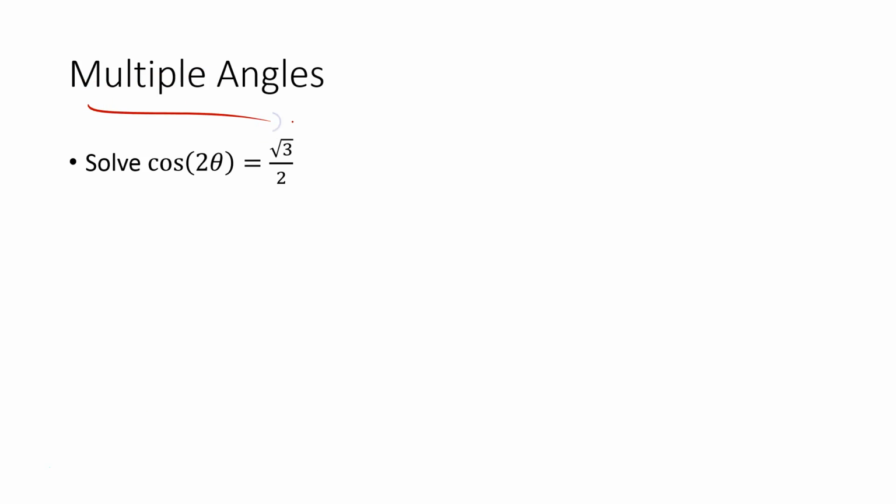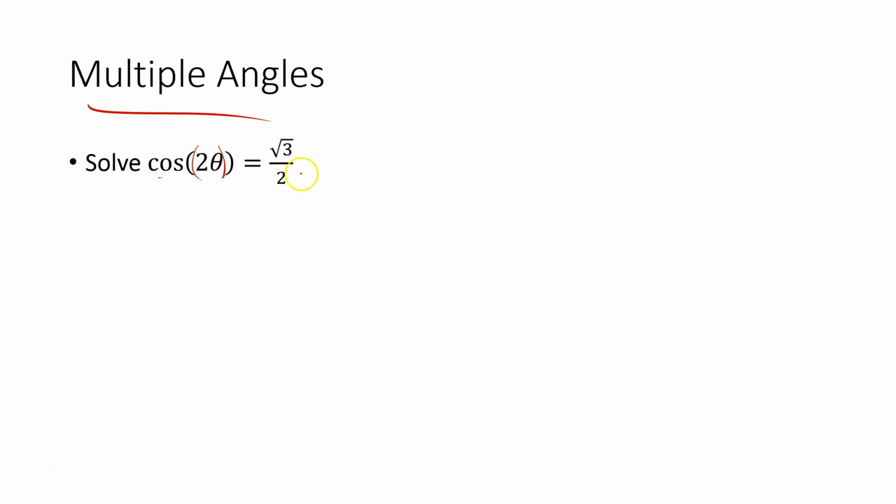Multiple angles. Now, this is something that confuses people every year, but if you just pay attention, watch what's happening, you're going to be okay. So cosine 2 theta equals root 3 over 2. What's happening here is there's some angle that when you double it, the cosine of that angle will make root 3 over 2. The way I do it is I ignore this for a second.